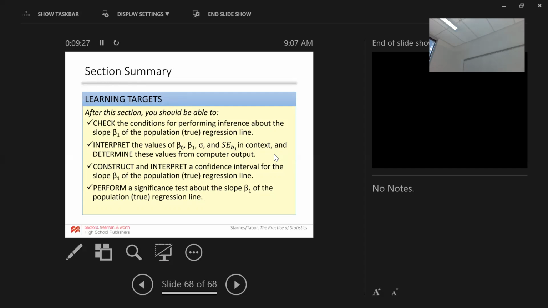In the unlikely event that happens, you just write SRS, the sample is less than 10% of the population, and the data appears linear. That's fine. Okay? In the unlikely event it comes up, that would be fine. We're not going to focus on conditions.